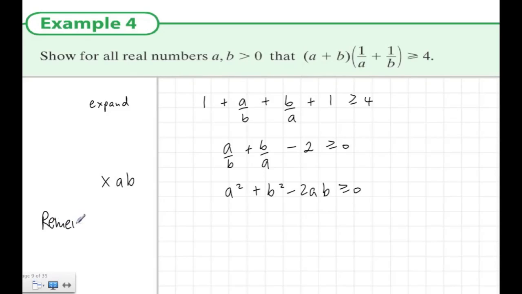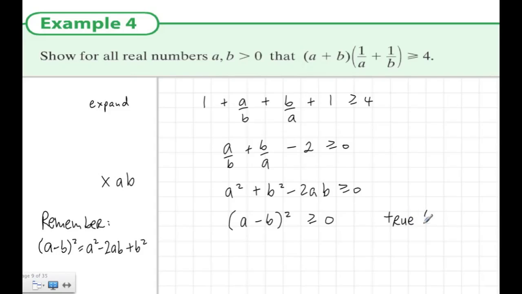And again, we should recognize this, that (a minus b) squared gives us this result of a squared minus 2ab plus b squared. So the left-hand side is (a minus b) squared. And that must be greater than or equal to 0, and that's true. So we've proven the inequality.